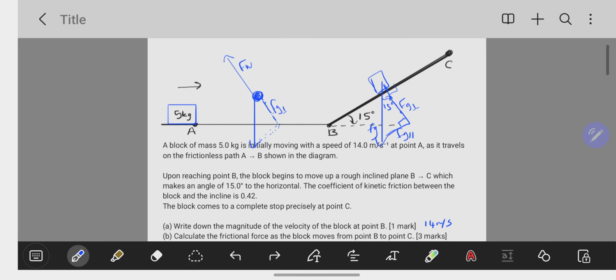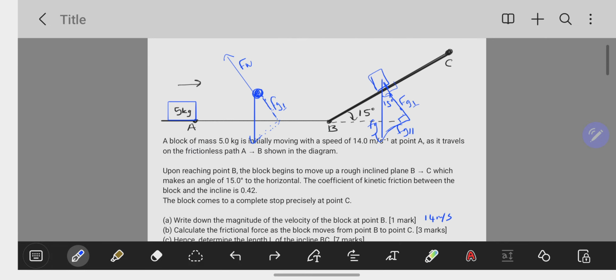So we are trying to find distance BC. How far does the block go until it comes to a complete stop? Since when it gets to B, from A to B, nothing is slowing it down, it's going to keep moving at 14 meters per second.